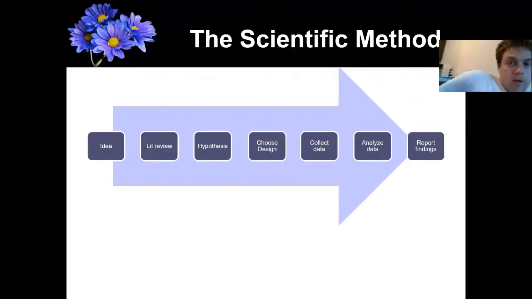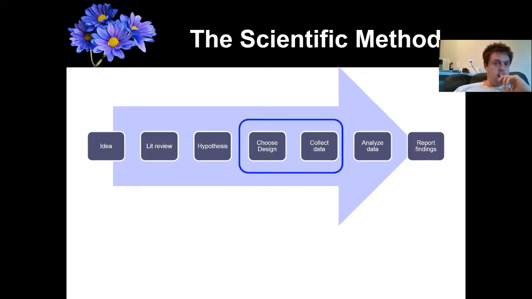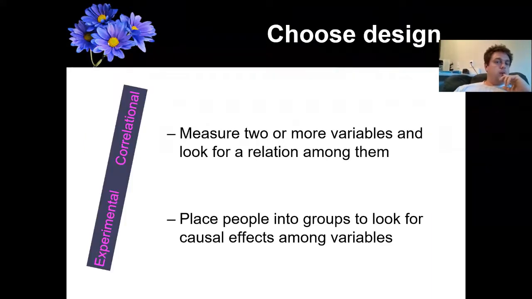Okay, so we've talked a bit about the scientific method and the idea phase, the literature review phase, hypothesis phase. Now let's get into the actual designs of research and the different options you have there. So when it comes to psychology research, really in any field, there's two main branches of research design: correlational research, and there's experimental research.